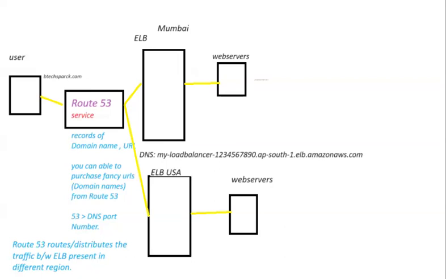So till now, I hope you understood who manages the domain names DNS service in AWS, and who distributes the traffic globally between elastic load balancers. So this is all about the Route 53 service. I hope you understood this video.